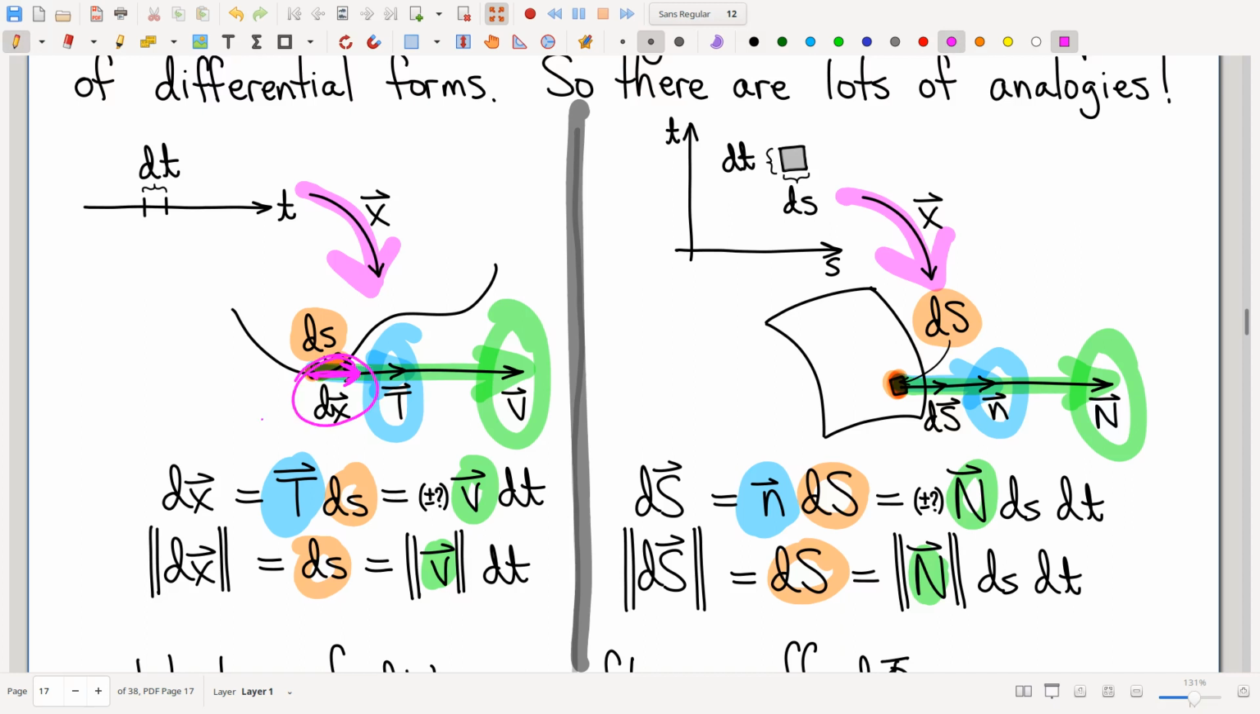This is the vector that tells us, as I like to say, everything I need to know about this little piece of curve. By virtue of its direction, it tells me the orientation. By virtue of its magnitude, it tells me the size.